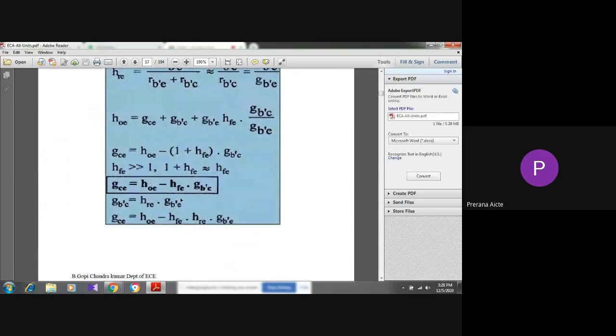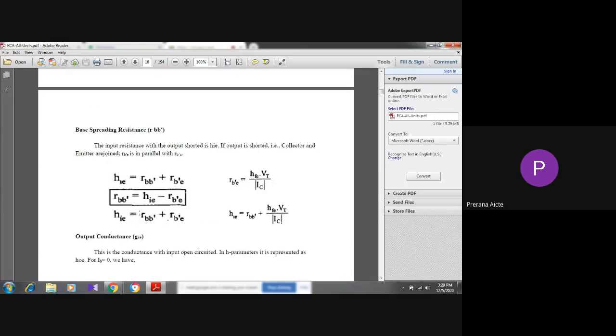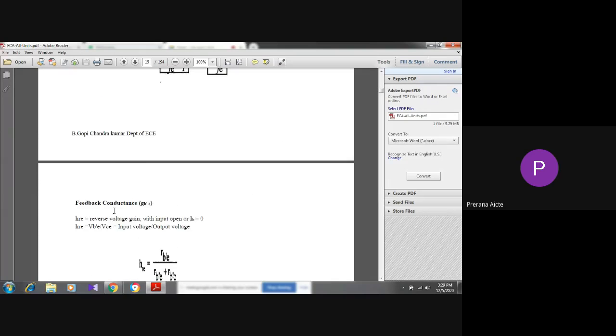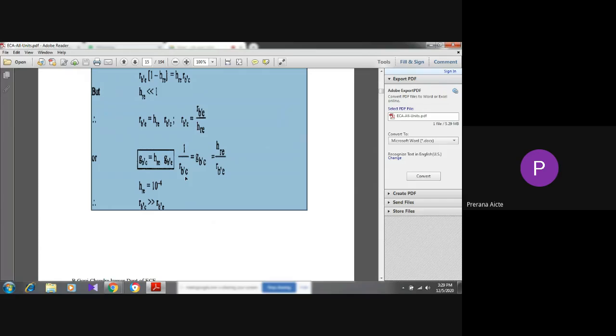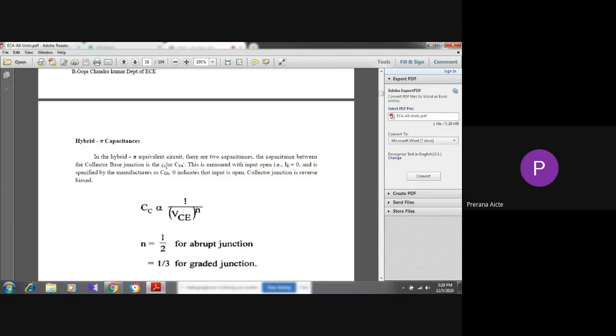Output conductance GCE is HOE minus HFE into GB'E, and RBB' is the base spreading resistance, HIE minus RB'E. Next, another one is feedback conductance, GB'C is equal to HRE minus GB'E, and so on. Okay, this is about hybrid pi conductances.